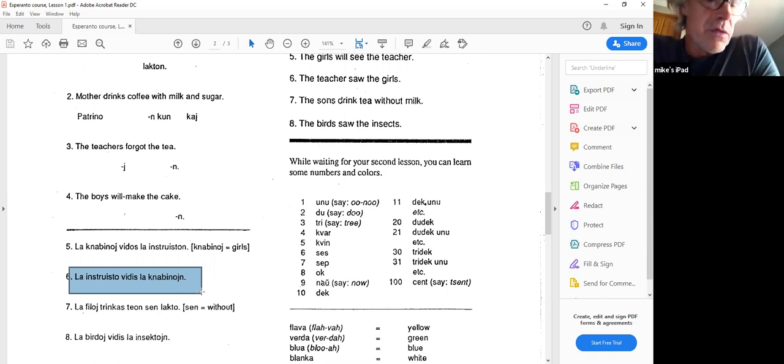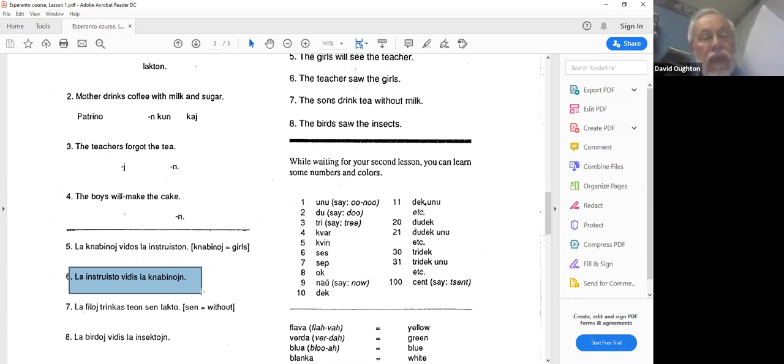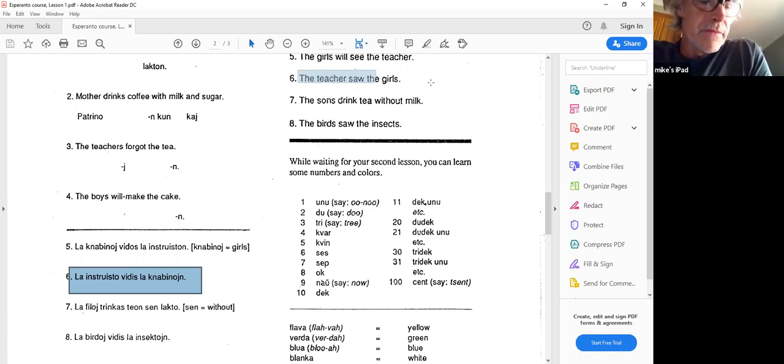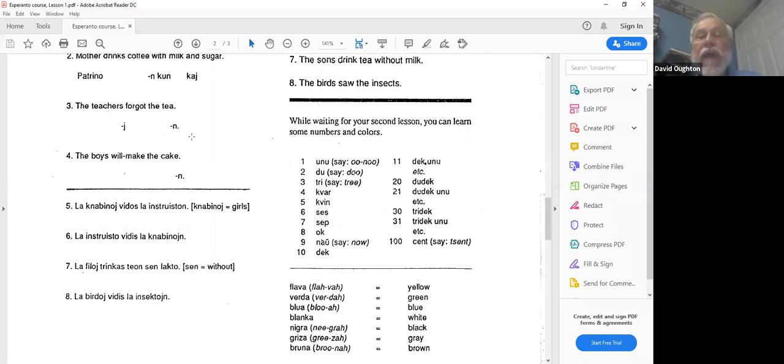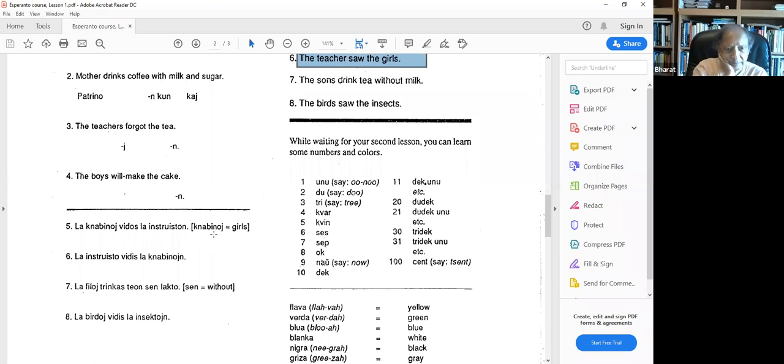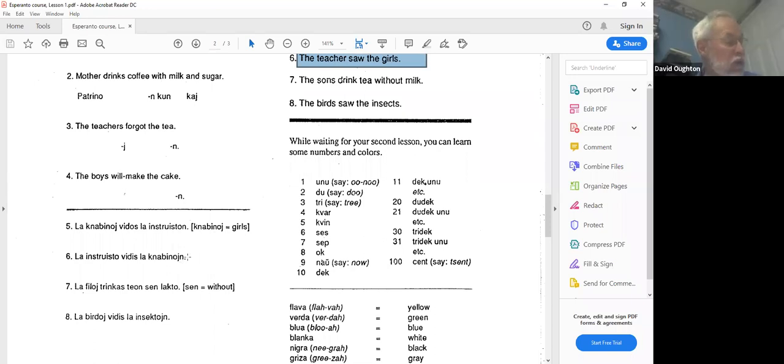Vidis is saw, the past of to see. And la knabinojn would be the girls. So we have the in for feminine, the o, the j for plural, and the n for the object. Knabinojn means all that together, okay? Knabinojn meaning girls, does it? No, girls, but it's plural and it's the object. That's why it has the i-n-o-j-n for the ending.